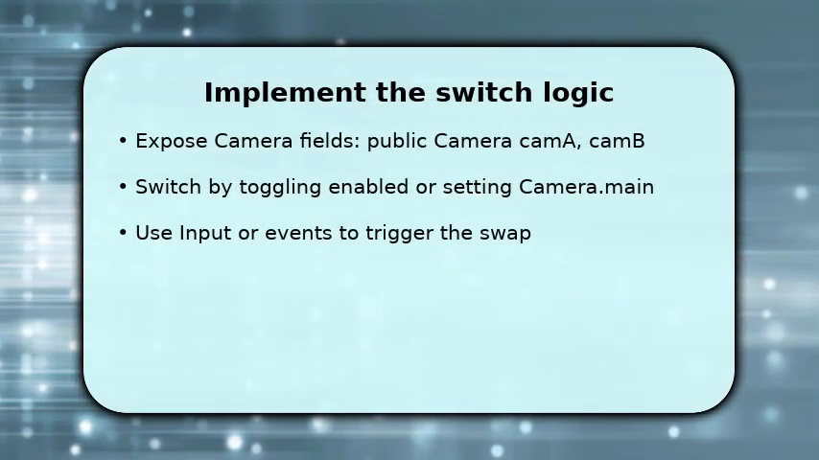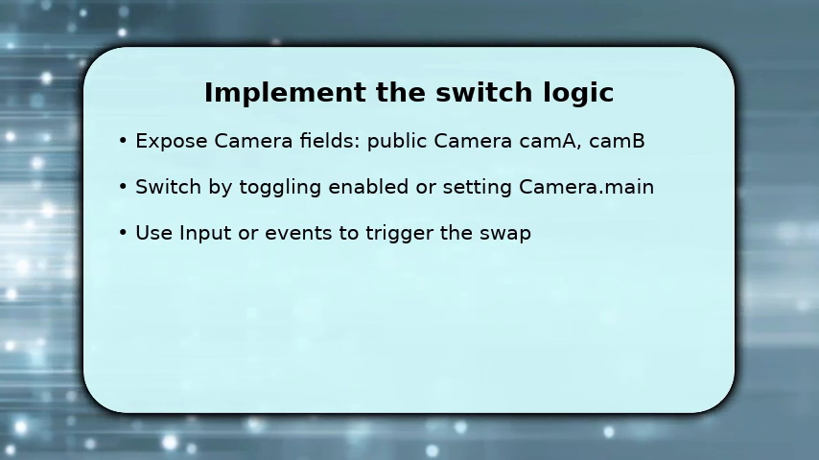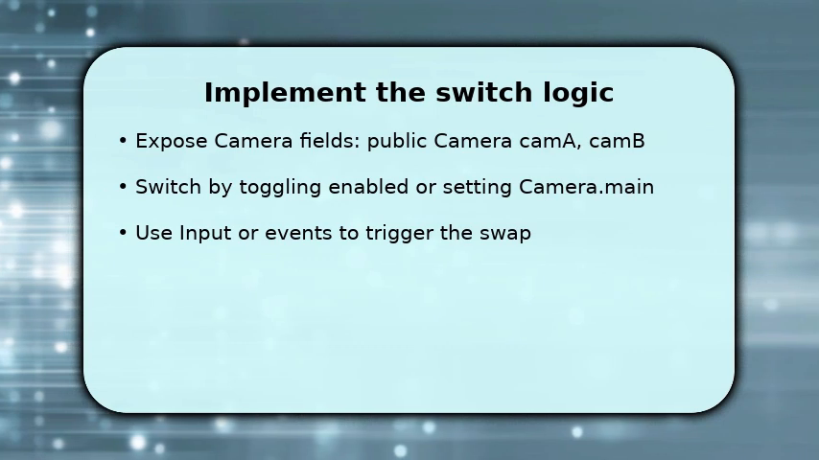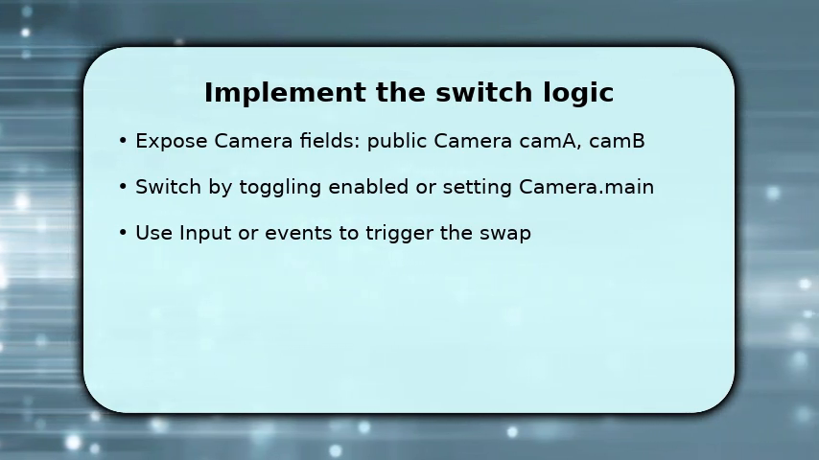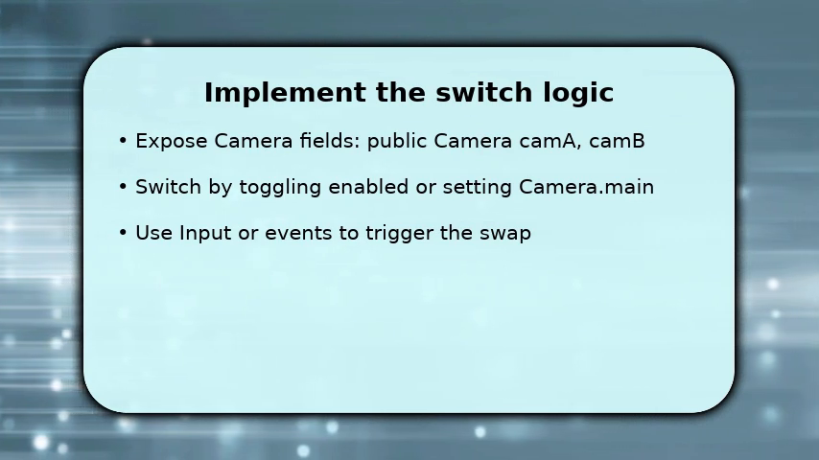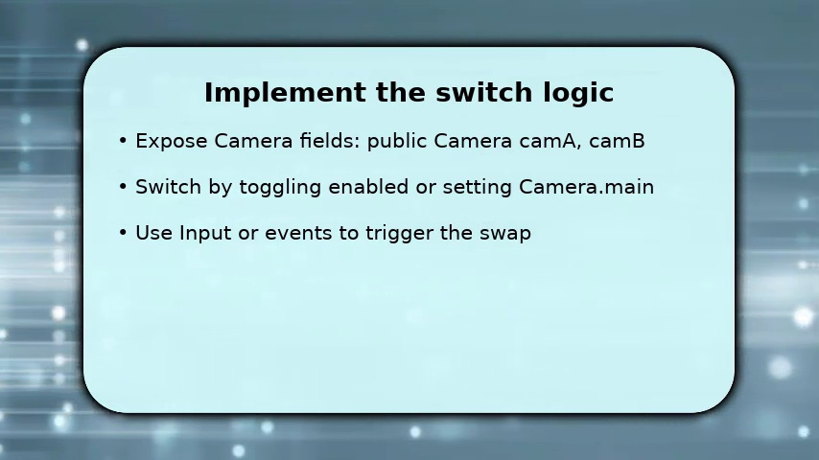In camera switcher, declare public Camera camA and camB, then in Start assign default active states, typically camA.enabled = true and camB.enabled = false. Write a public void ToggleCamera that flips those enabled flags or assigns Camera.main via tag logic depending on your needs.